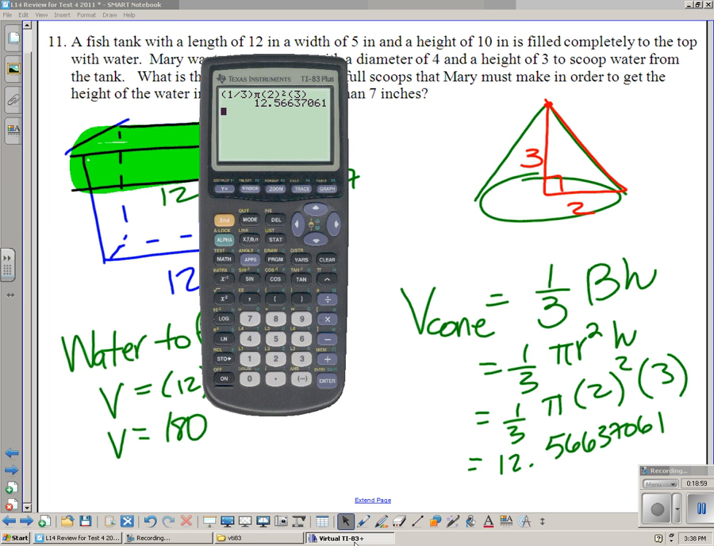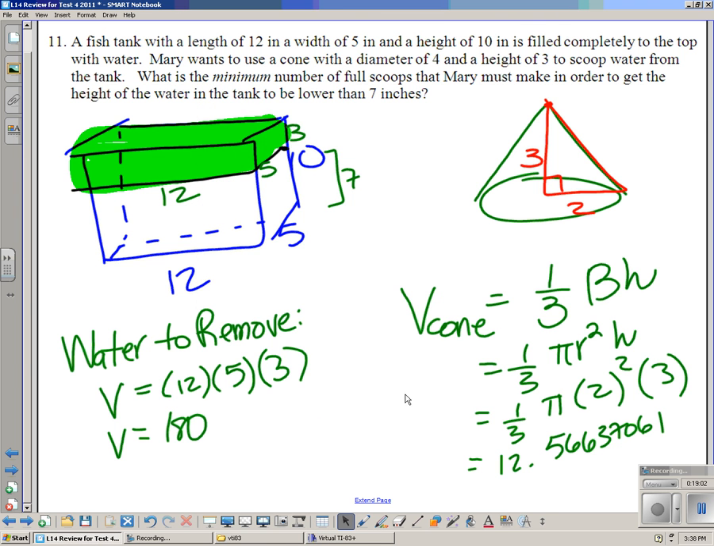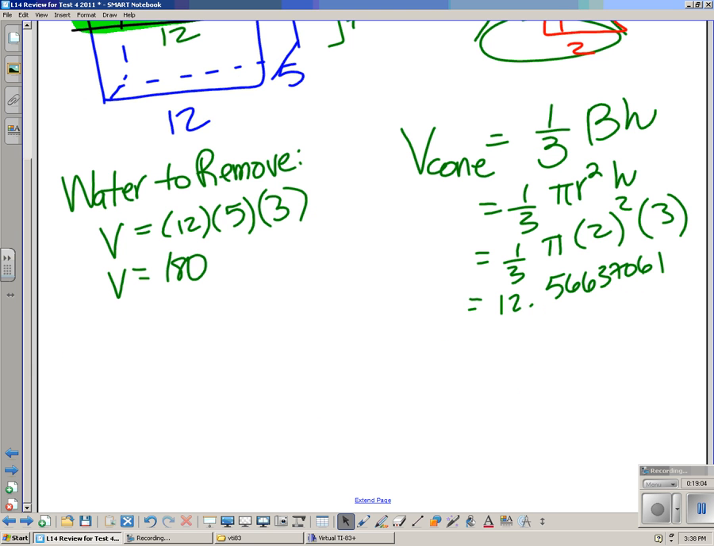Now, I have to remove at least 180 cubic inches of water. Each scoop is going to remove about 12.5 or so cubic inches. To figure out how many scoops I'll need, I can divide these two. For example, if you're not sure about the division, let's say the volume of the cone was 60. Each scoop is worth 60. Divide 180 by 60 and you'll get 3 scoops, since 60 plus 60 plus 60 gives you 180. With an easier number, you can see pretty easily why you need to divide.